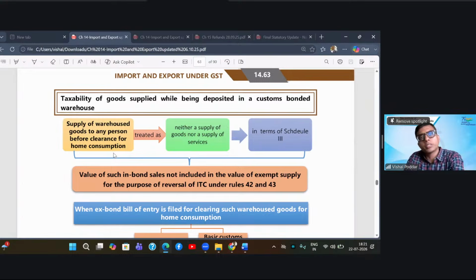Now here comes, students, a very important point. What if, while these goods are lying in the customs bonded warehouse, I as an importer sell these goods to you and you are also not clearing them immediately? You want the goods to be in the warehouse and you will clear them at a later date. In short, what I am supplying is the goods which are lying in the customs bonded warehouse. Now comes the interesting provision.